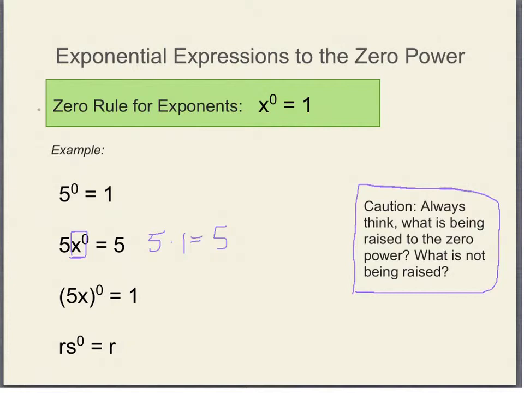This differs a little bit from the quantity 5x raised to the 0. Here, everything in that parentheses is being raised to the 0 power, so that equals 1. It doesn't matter whether we're working with numbers or with variables, we still have to wonder what is being raised to that 0 power. So our last example, s is being raised to the 0th power, but r is not, so you get r times 1, which is r.